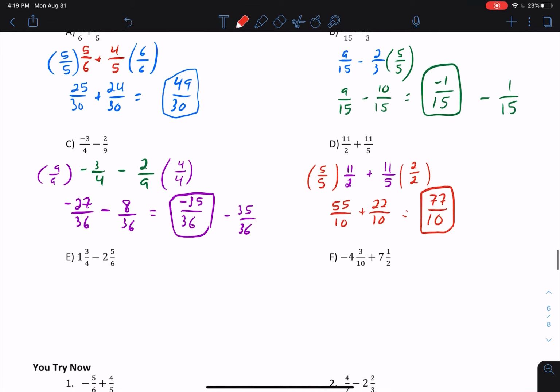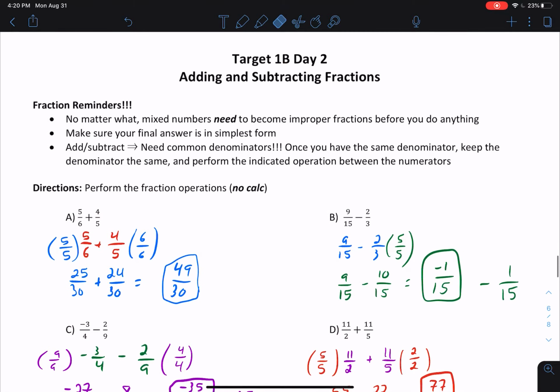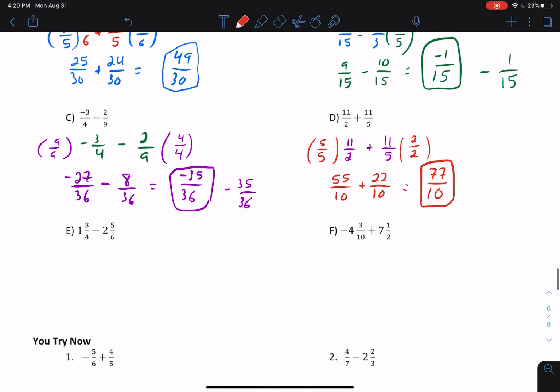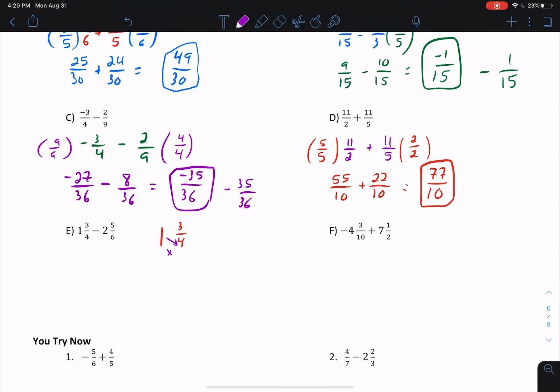Okay? Our final two examples are when we deal with mixed numbers. Like I said up at the beginning, mixed numbers need to become improper fractions. So if you remember how to do that, like 1 3/4, we multiply the number out front by the denominator, and add the number up top. So 1 times 4 is 4, plus 3 is 7, so this is 7/4.